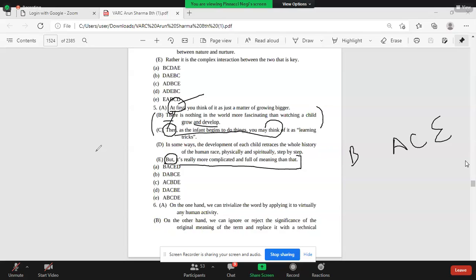अब D कहाँ आएगा? It says, in some ways, the development of each child retraces the whole history of human race, physically and spiritually, step by step. Right? अभी ये एक थोड़ा unrelated सा idea लग रहा है. ये idea opening sentence नहीं हो सकता, because rest of the sentences are not talking about how it retraces.